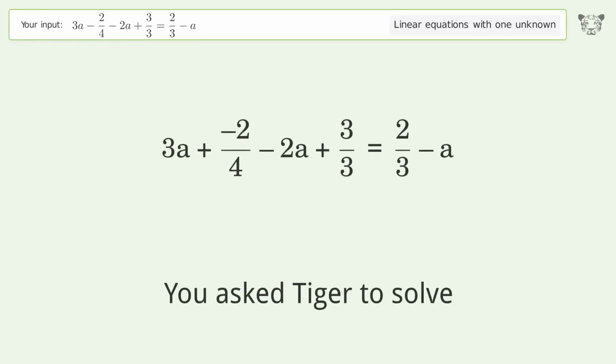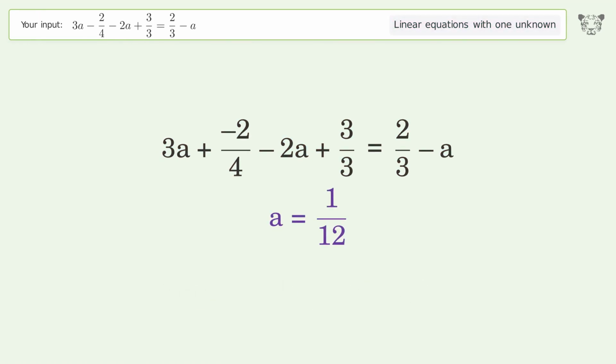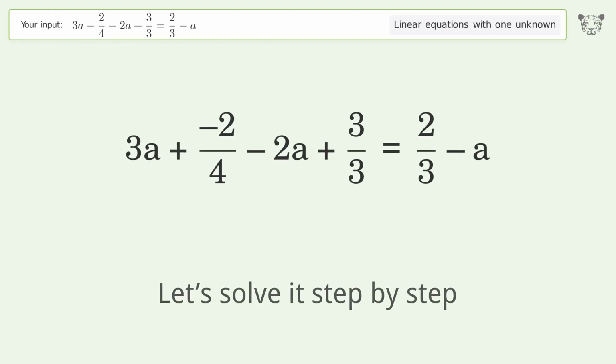You ask Tiger to solve. This deals with linear equations with one unknown. The final result is a equals 1 over 12. Let's solve it step by step.